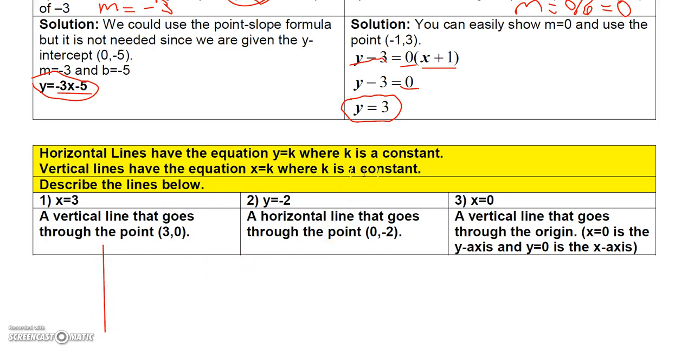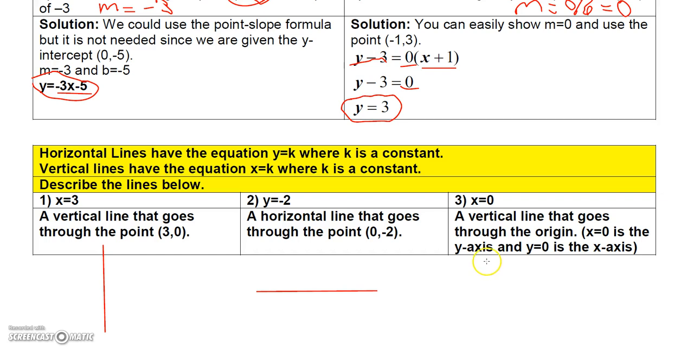Okay. And then if you wanted to graph y equals negative 2, it would be the horizontal line that goes through the point 0, negative 2. So it would go through the point 0, negative 2, but it would look like that. Okay, and then what's interesting is the line x equals 0. Well, that's a vertical line that goes through the origin. Well, then that would simply be the y-axis.